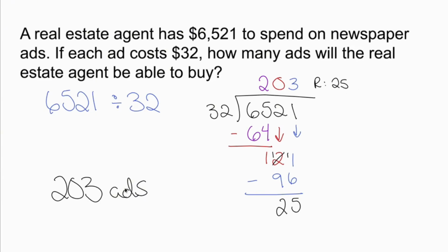Well, the remainder means after she buys or he buys 203 ads, they're going to have $25 left over, which is not enough to buy another ad. So the most they can buy is 203 ads, and when they do, they'll just have a little bit of change.